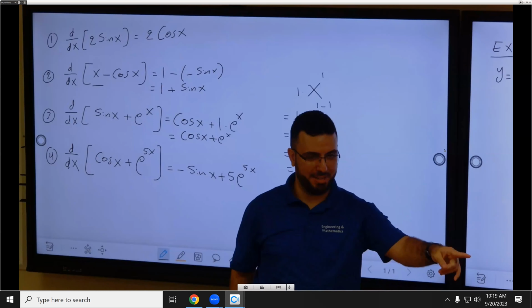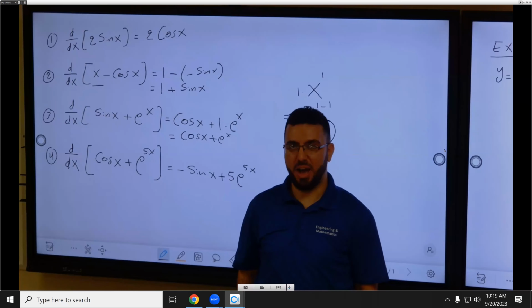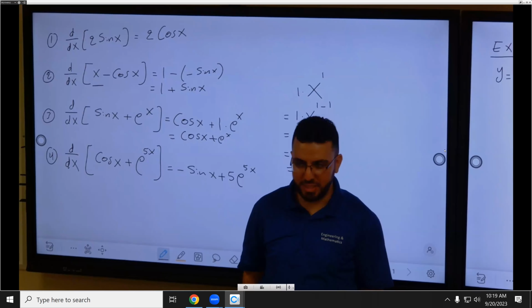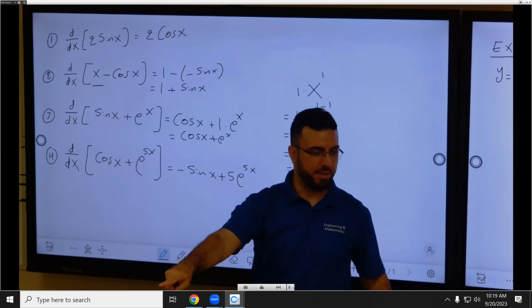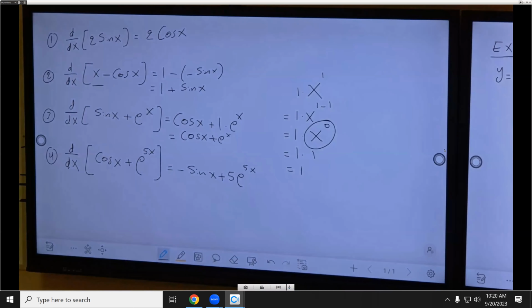Don't say it. What does that mean? Horizontal. What does that mean? Slope is 0. Perfect. So think of a horizontal line. If you graph any horizontal line like this, the slope for this horizontal line is going to be 0.